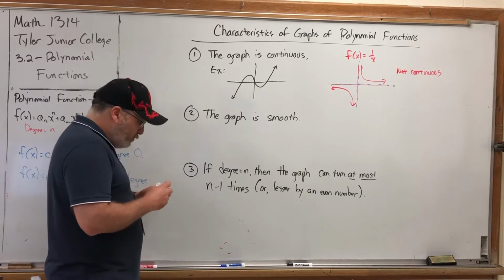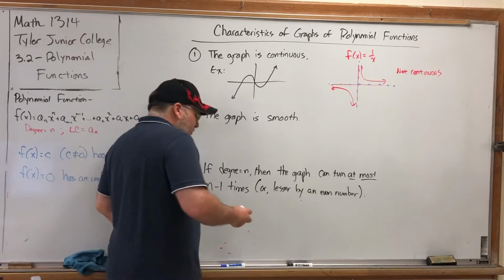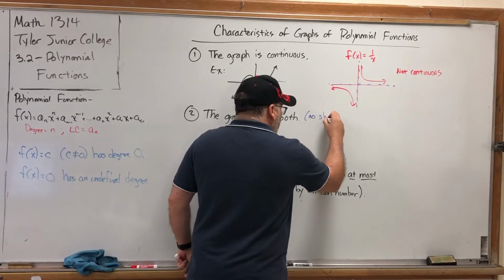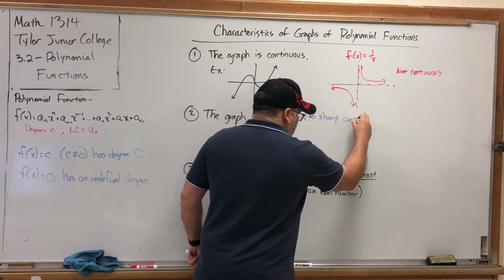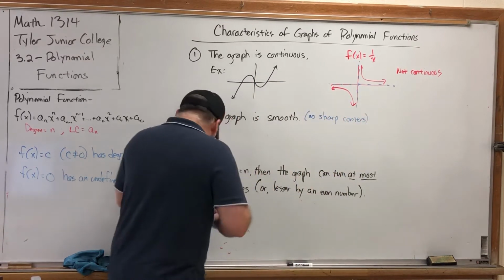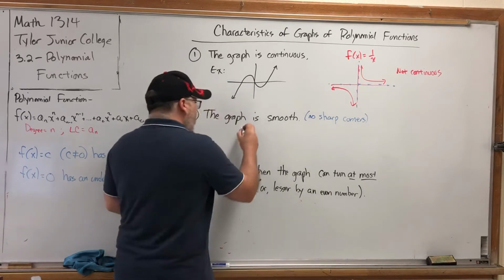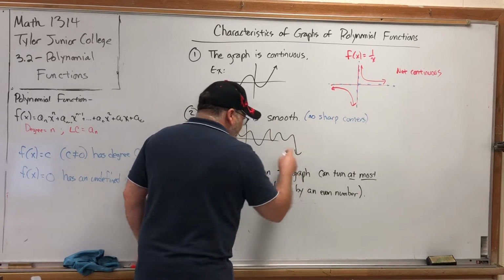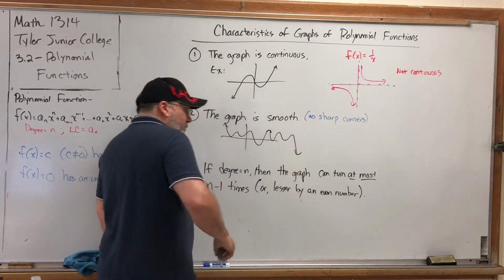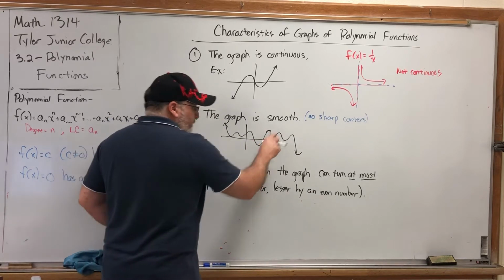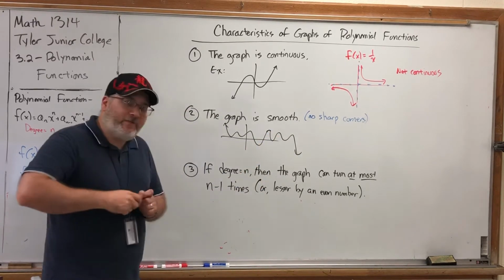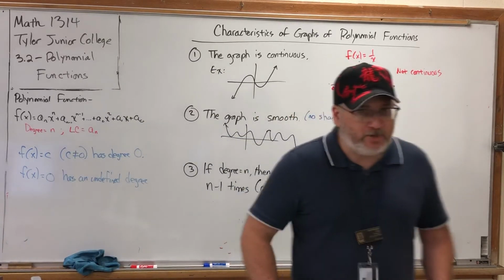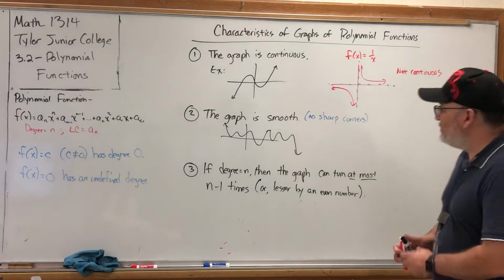Number two, the graph is smooth. What smooth means loosely is no sharp corners. Now you can wiggle all you want. You can start off coming in high and then do a little wiggle, up, down, and then I almost made it not smooth there. But as long as there are no sharp corners, for our purposes, that's the definition of smooth. And again, there's a much more rigorous definition to what it means for a graph to be smooth. We'll save that for the calculus class.